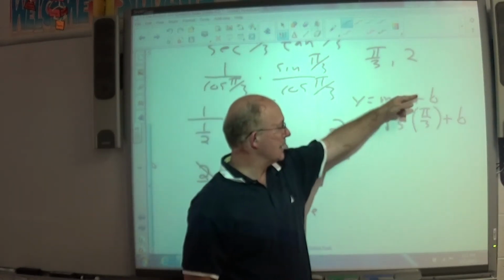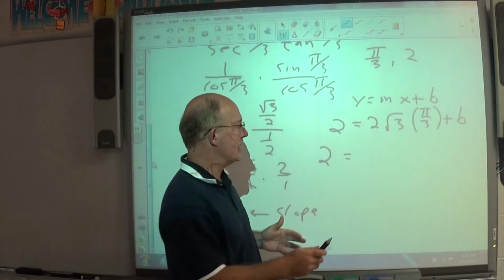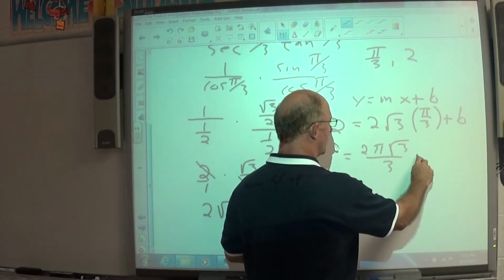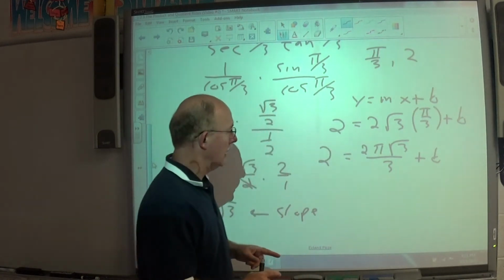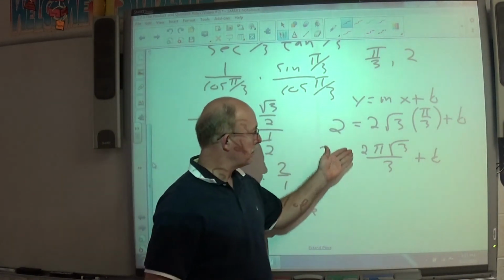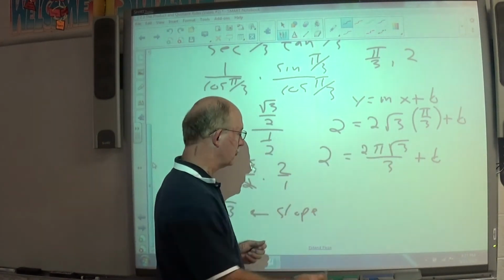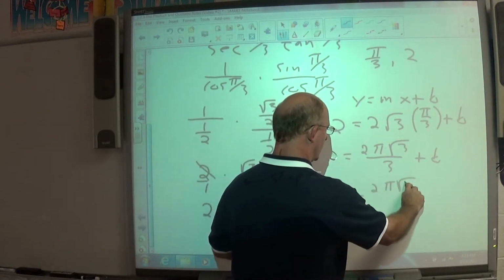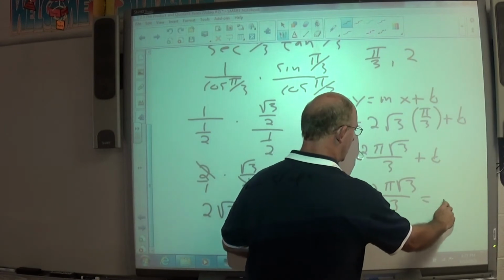Now 2 radical 3 times pi over 3. Nothing really cancels, so this will be 2 pi square root of 3 over 3 plus b. So let's subtract this pi radical expression from both sides. We end up with 2 minus 2 pi square root of 3 over 3 equals b.